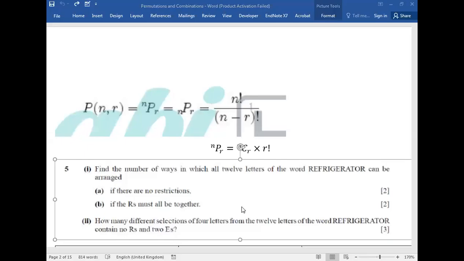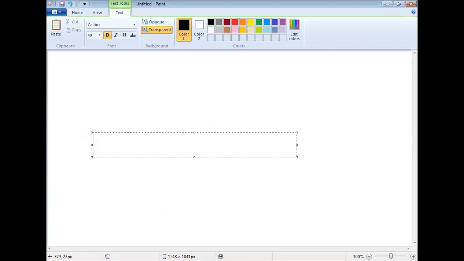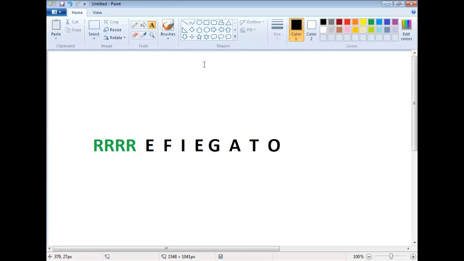If the R's must all be together, how do we understand such questions? Let me write down all the letters. R's must all be together. R, R, R, R. 4 R's. E. Tell me what all is left. E, F, I, G, A, P, O. Is that right? There will be one more. Is that right? So these are what I need to arrange.